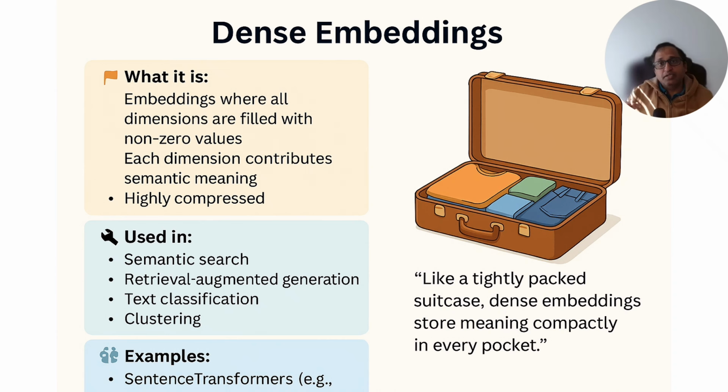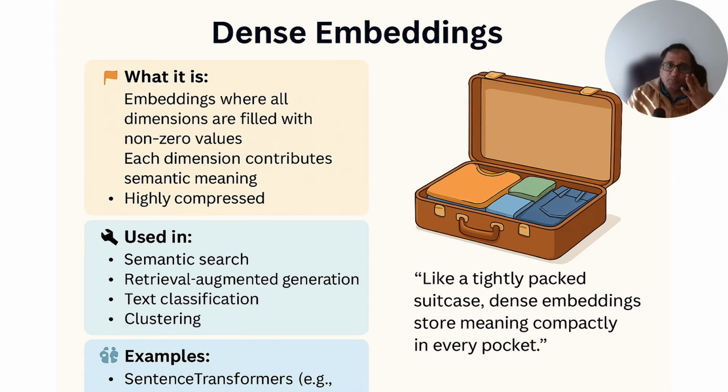Now we look at different types of embeddings. To start with, dense embeddings. What is a dense embedding? These are vectors where every dimension carries some value, no zeros, no gaps. Think of it like a tightly packed suitcase where every pocket is filled with some semantic meaning. Dense embeddings are highly compressed and great for capturing overall context.